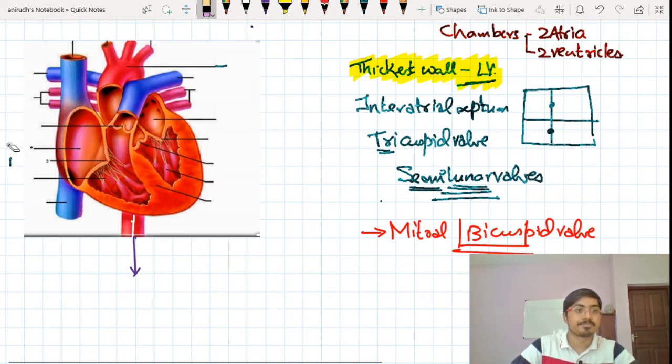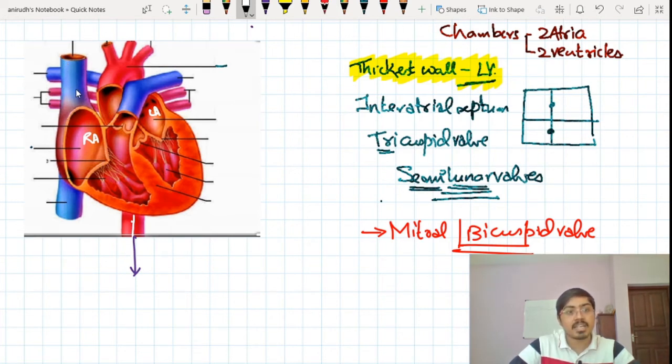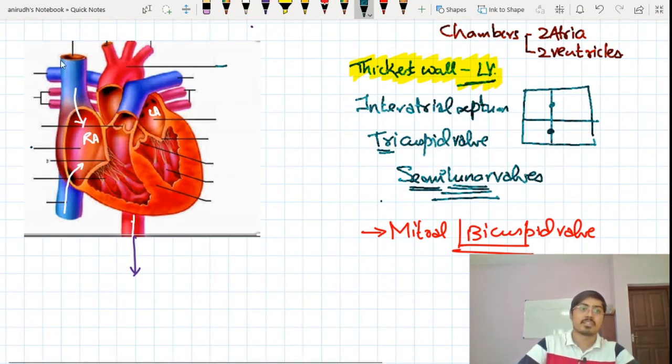Now see, this is my right atrium. This is my left atrium. Do you see this particular structure here? This is a vein that is coming and emptying into the right atrium. Again, there is another vein coming and emptying here. This is the opening of this particular vein. This is the opening of this particular vein, right? This is my superior vena cava. Superior vena cava.